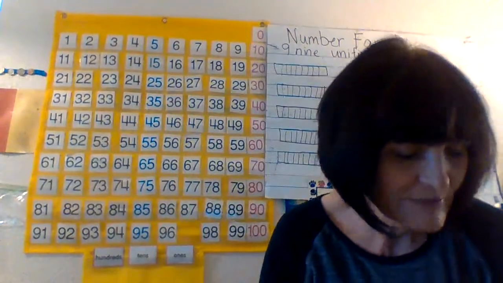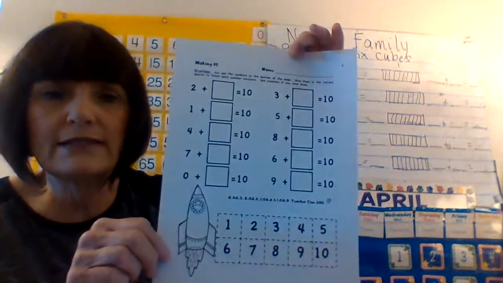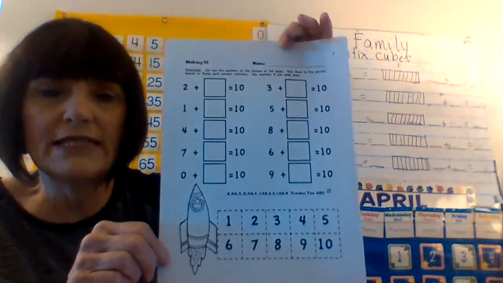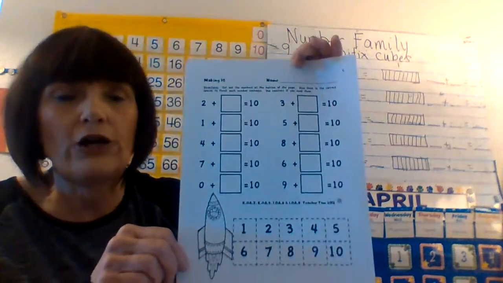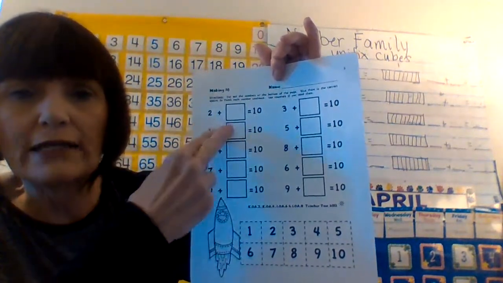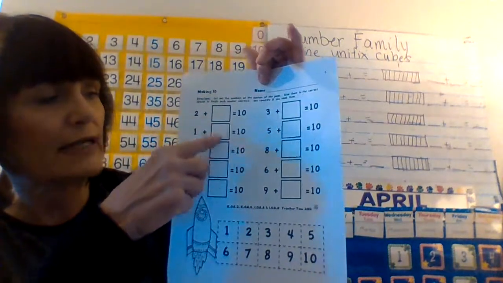The last page I have is an addition page. But it is different than the other ones. This is for the number family of 10, and we will be doing the number family of 10 on our next meeting. But with this one, when you have a missing part of a number sentence and it's addition, if you're adding two numbers, each one of these numbers is called an addend. And then you get the sum. Well, you're missing an addend.